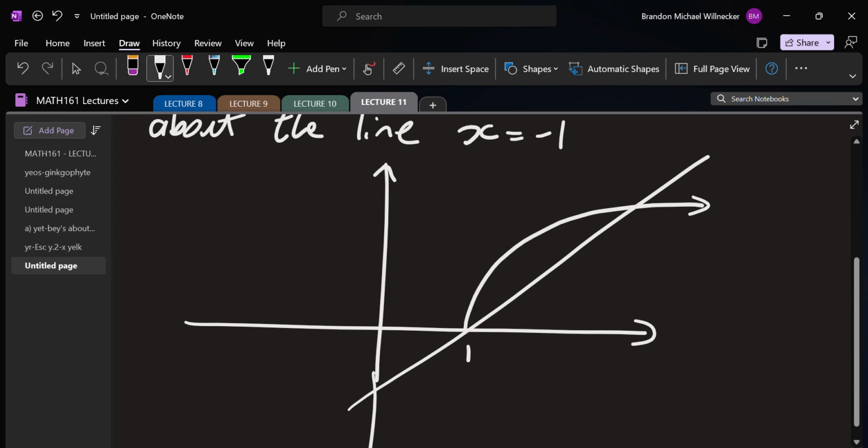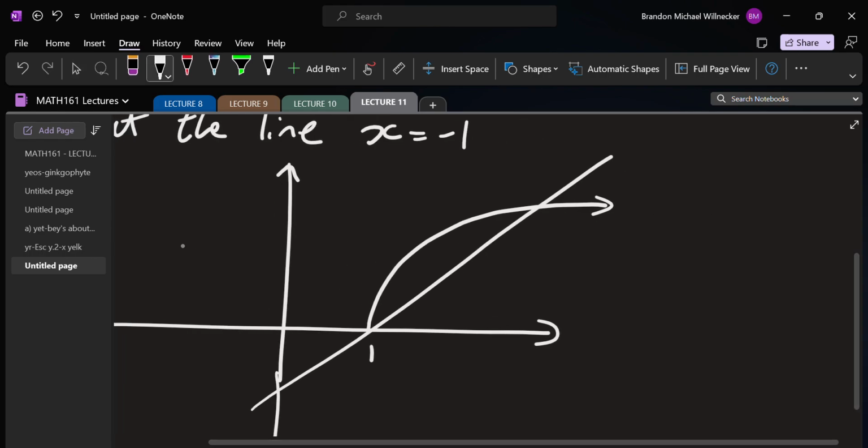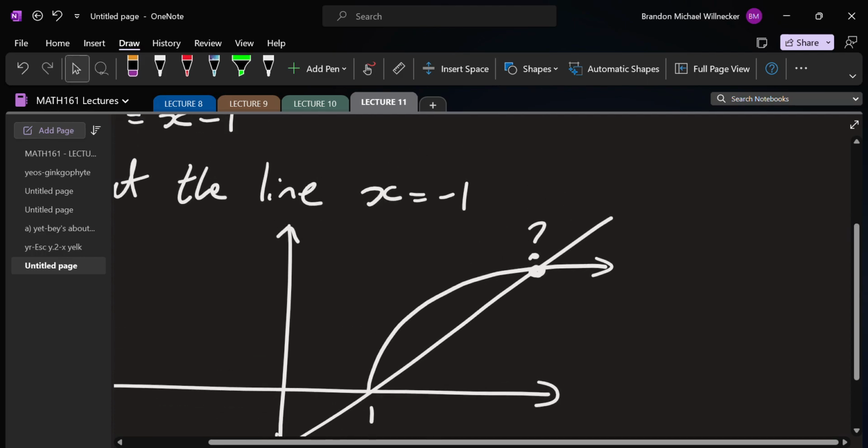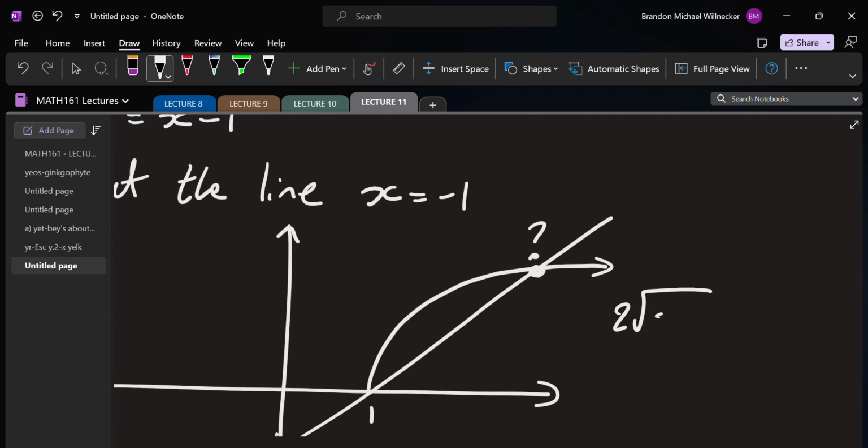We know that this intersection point here is going to be 1, right, because that's the x-intercept for the straight line. What about that other point over there? We need to find out what that is. So this point here, what is that? Okay, that's one of the intersection points.